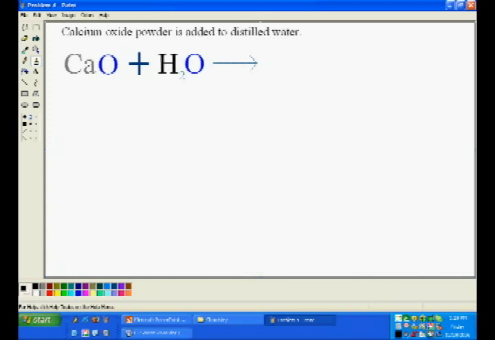Now, we'll write over here, calcium hydroxide, because it is a base. Now remember, does this dissociate? Does it dissociate in water? No, it does not. Remember, never make that mistake.